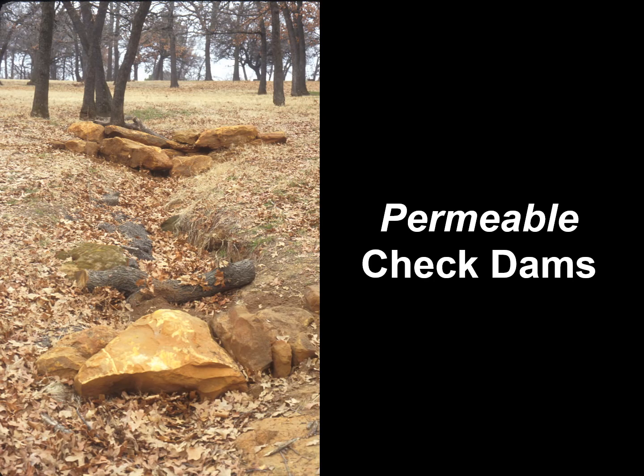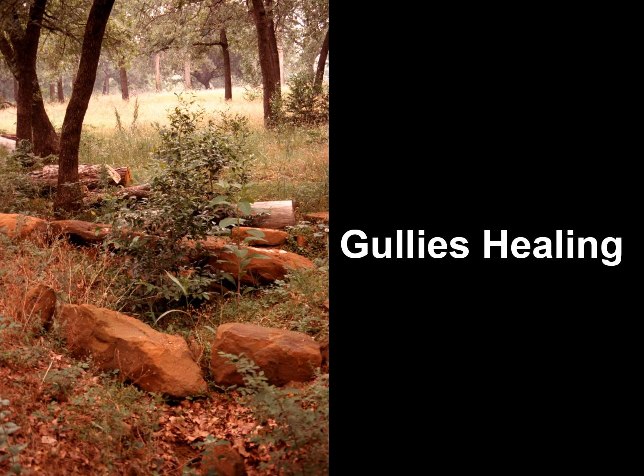In this case, we recommended installing a permeable check dam. By placing large rocks spaced out in the gully, the permeable check dam slowed the runoff and promoted infiltration, reducing erosion. Over time, the vegetation will grow back, and it will look like this. You can see the gully is healing and the vegetation is growing back.